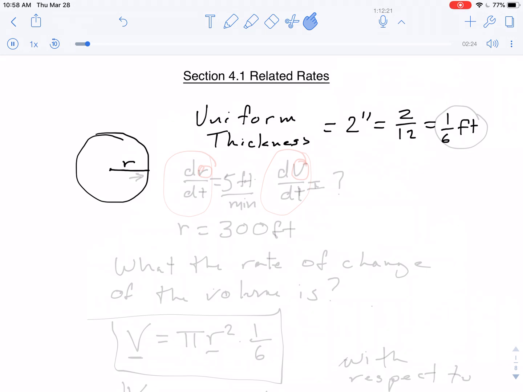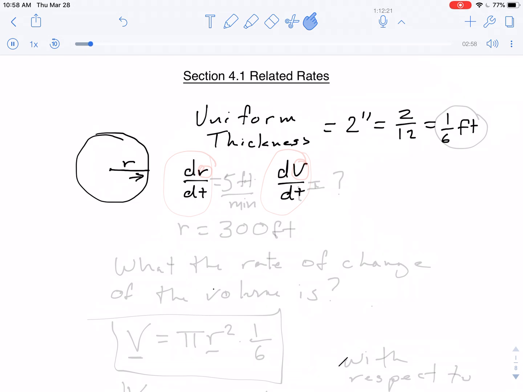So with respect to time, as the volume increases, as more and more oil comes up, this radius will expand. This radius will go forward, right? So what we are talking about are two rates. We're talking about one that we might be able to find out, which is dr dt, and the other one, which we want to find out, which is dv dt.